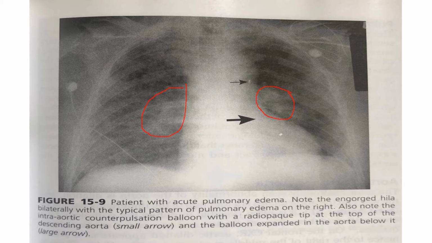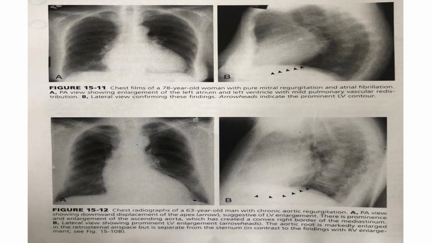on both the sides, and we can also see the presence of a radio opaque marker here, which is suggestive of an intra-aortic balloon pump with balloon inflated in the descending part of the aorta. This is an X-ray film of a 70-year-old woman with a pure mitral regurgitation.